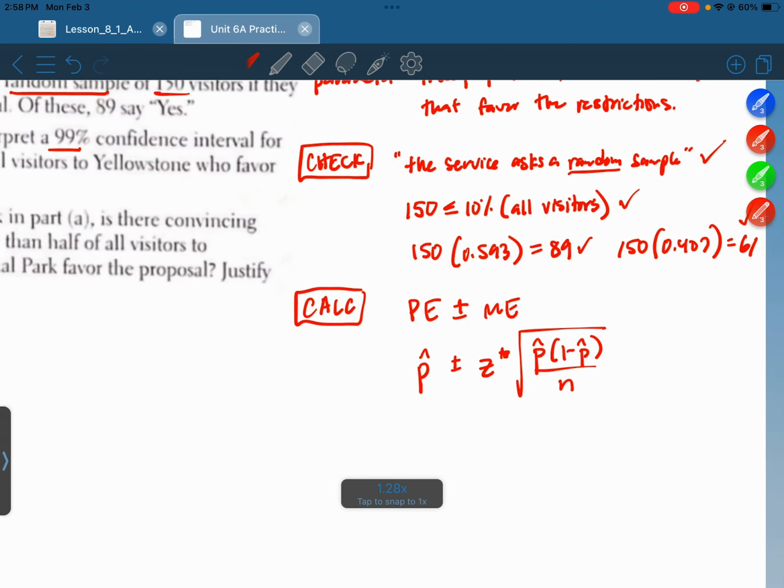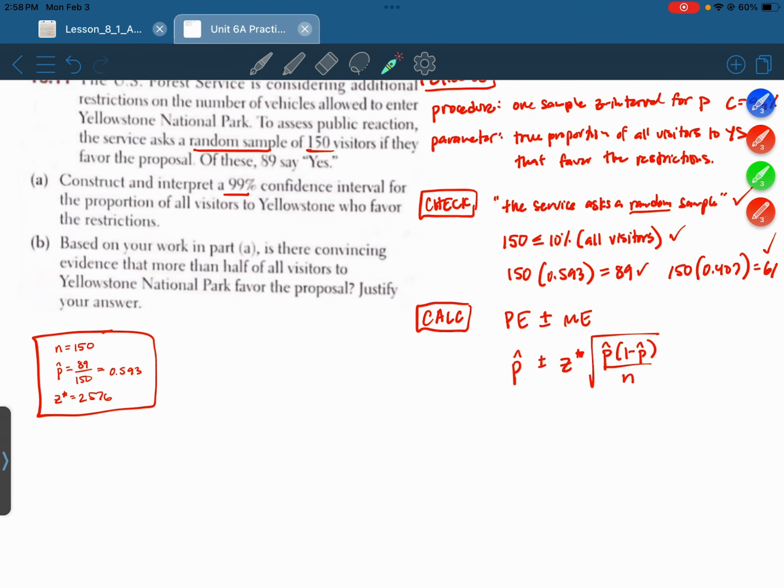Now I'm ready to start plugging in some numbers. All my values are over here. We're just going to plug it in. 0.593 plus or minus 2.576 times the square root of 0.593 times 0.407. I'm just doing 1 minus that in my head to get the next value there, divided by 150. The rest of it I'm going to do off screen on my calculator. I'll compute the 2 endpoints of the interval.